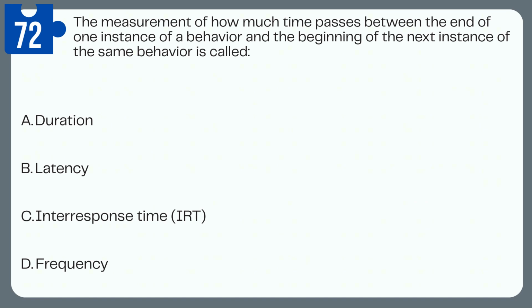Question 72. The measurement of how much time passes between the end of one instance of a behavior and the beginning of the next instance of the same behavior is called A. Duration. B. Latency. C. Interresponse time, IRT. D. Frequency.